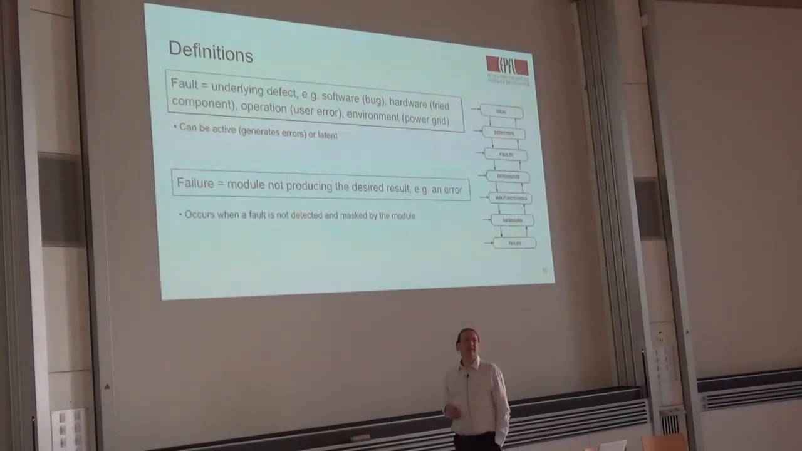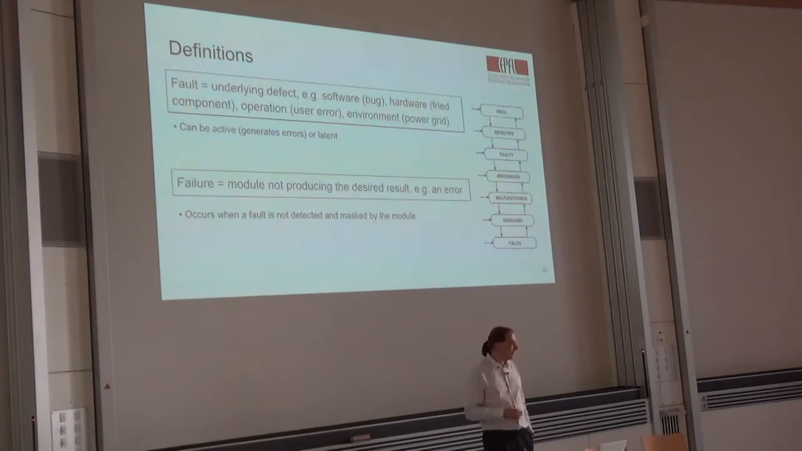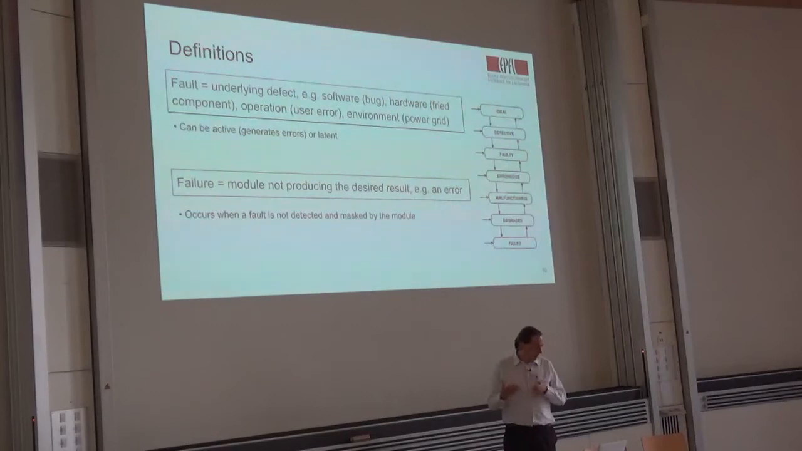So, just one terminology definition. We have to understand the somewhat subtle differences between different terms and concepts. So when we use the term fault, that usually refers to an underlying, bad thing that happens that can cause a failure. A defect, such as a software bug, that's a fault. A piece of hardware that's gone bad, that's got fried, that has a bit flipped, or an operation, a user error, a user entered the wrong thing, caused a fault. Or the environment, the power grid failed, caused a power failure fault.